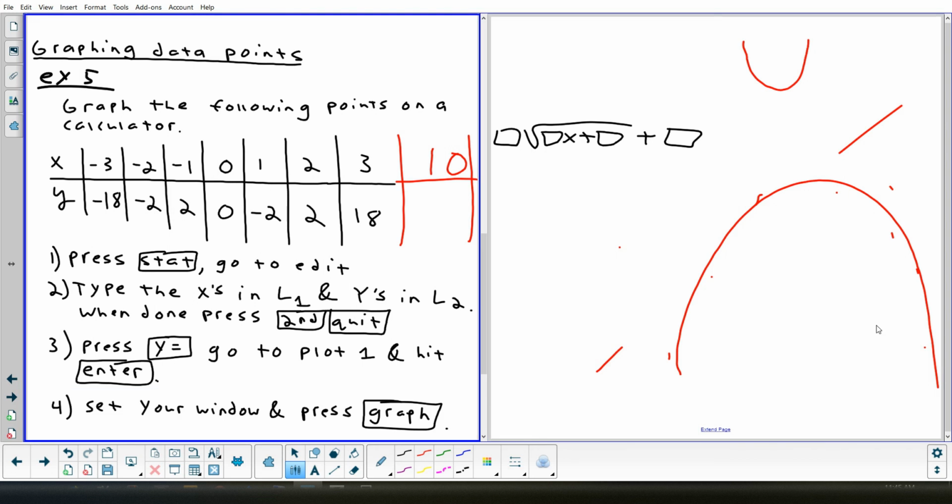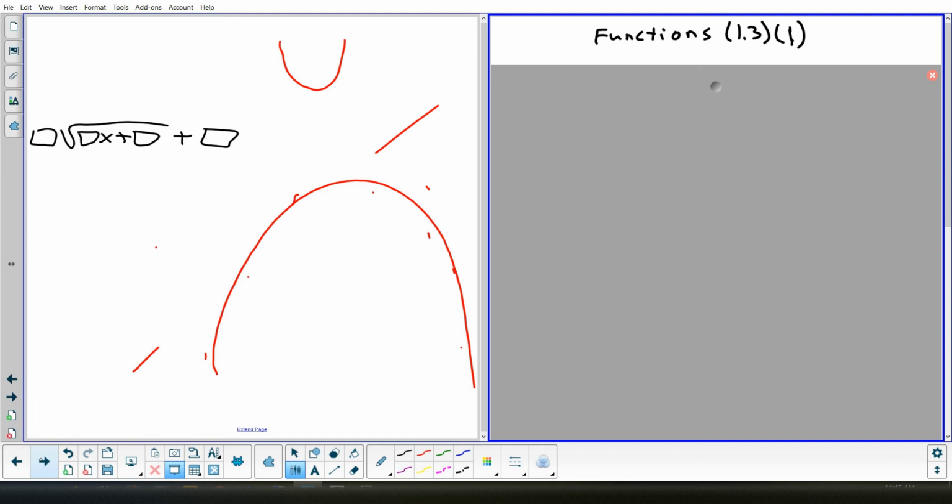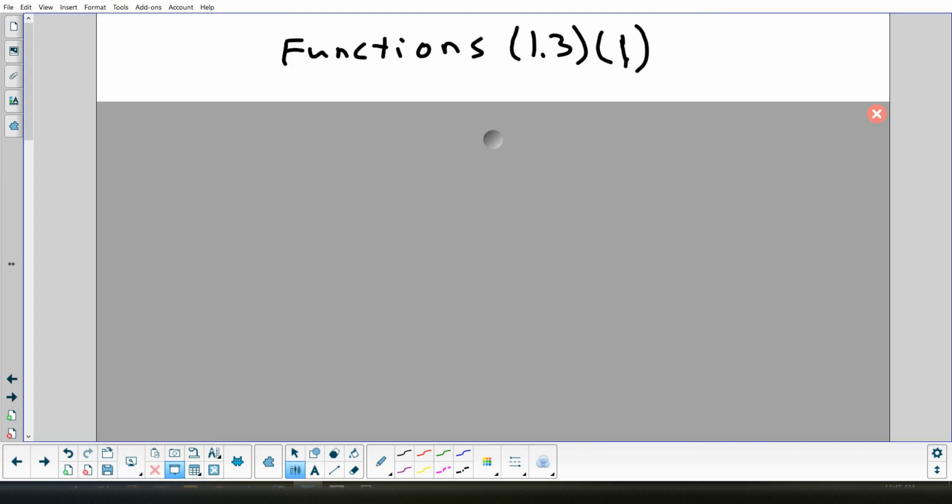Mr. Hager. Oh, step 4, we did it, but I didn't have you write it. Set your window, your mins and maxes, and then press graph. Well, the calculator will warn you, like, let's say you had points that were really far off the graph, or just say there's something off your display.